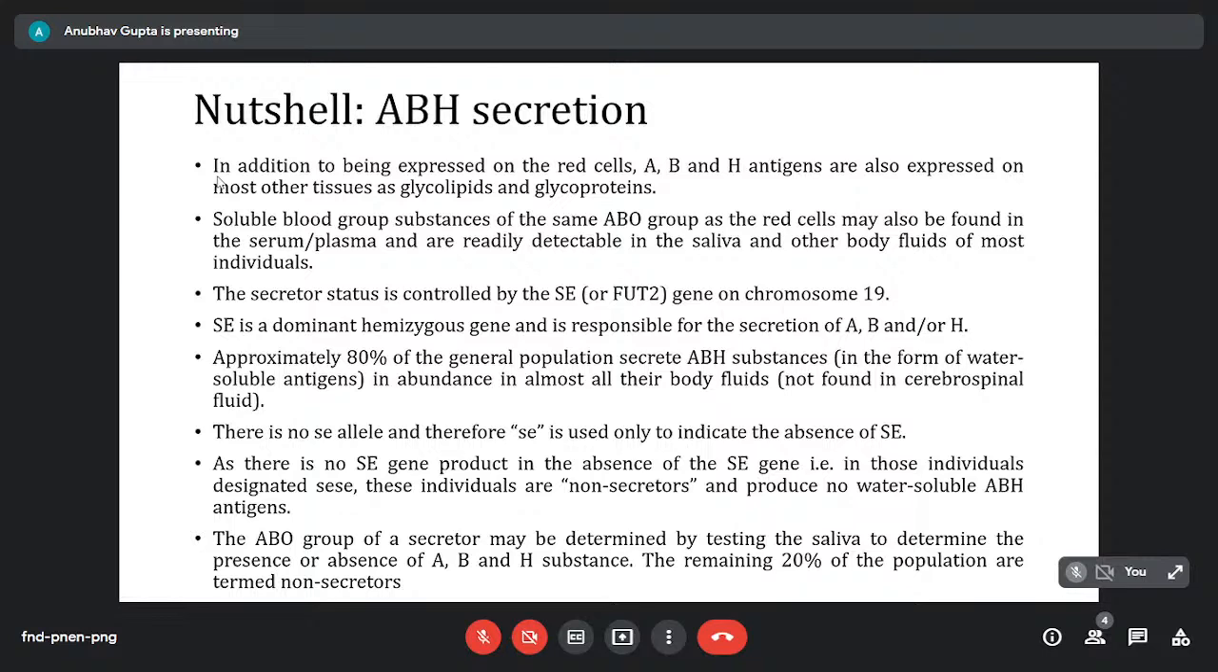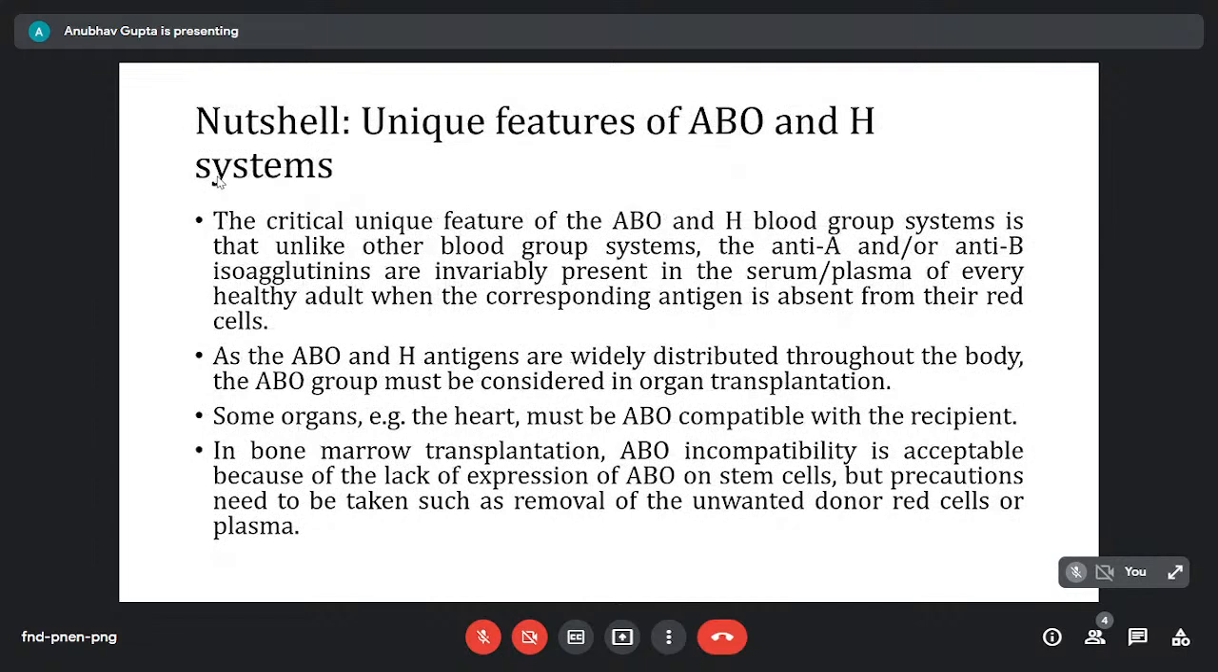The unique feature of the ABO and H blood group system is that, unlike other blood group systems, the anti-A and anti-B antibodies are invariably present, or naturally occurring. And as the ABO and H antigens are widely distributed throughout the body, the ABO blood group must be considered for organ transplantation. Some organs like the heart must be ABO compatible with the recipient.